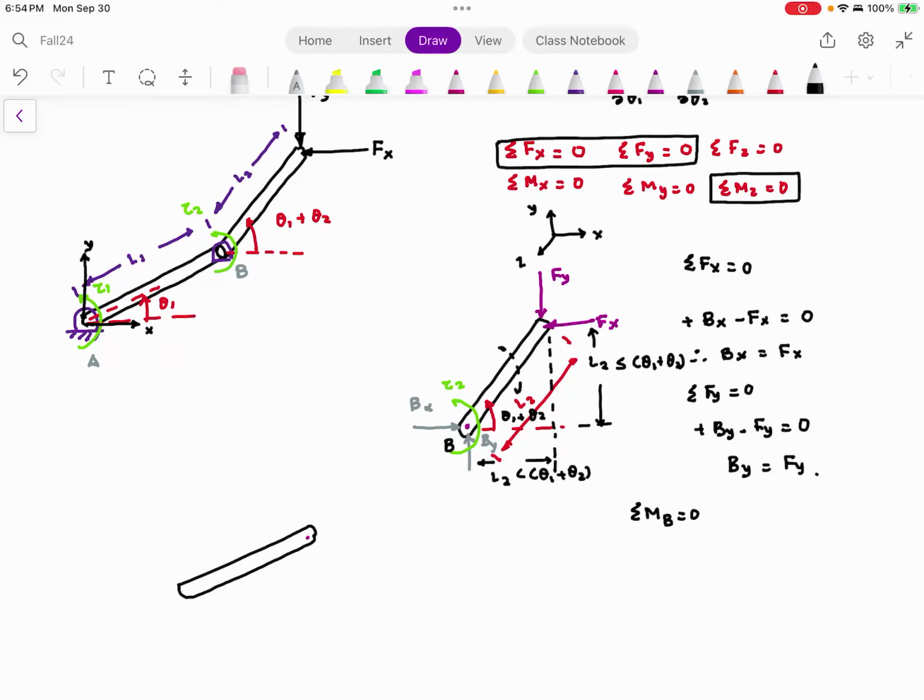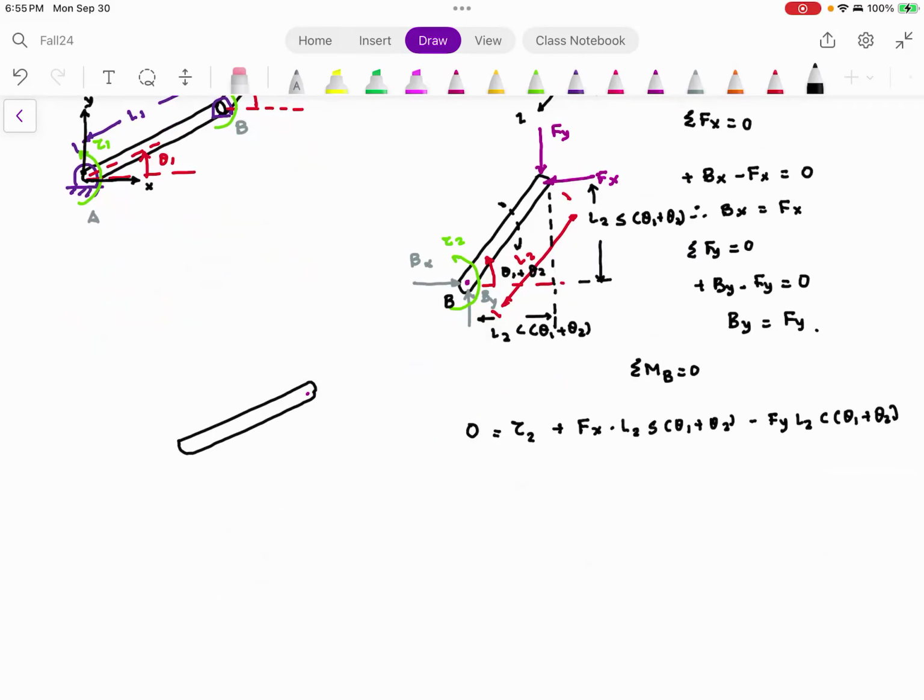So now here, summation: f of x multiplied by L2 sine theta 1 plus theta 2, and this moment is positive. And then what we have is f of y times L2 cosine theta 1 plus theta 2 is negative. And don't forget, we have our tau 2. Curl your fingers in the direction of tau 2. And can you see that my tau 2 is positive? Do you agree with me? Okay, tau 2 is equal to this big 0.